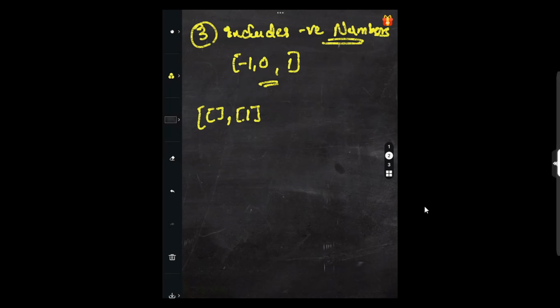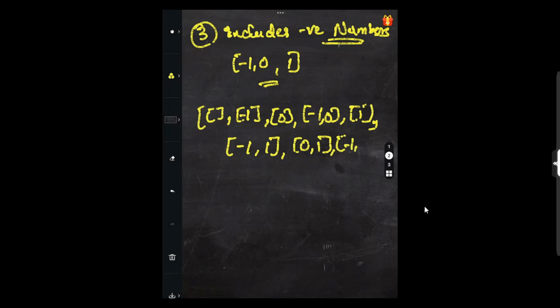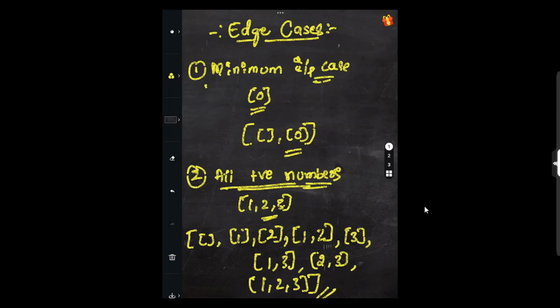Output will be -1, 0, -1, 0, 1. This one will be -1, 1, 0, 1, and finally -1, 0, 1. This is fine. This is the output that we got. So this is for the condition includes negative numbers. These three edge cases we need to keep in mind.